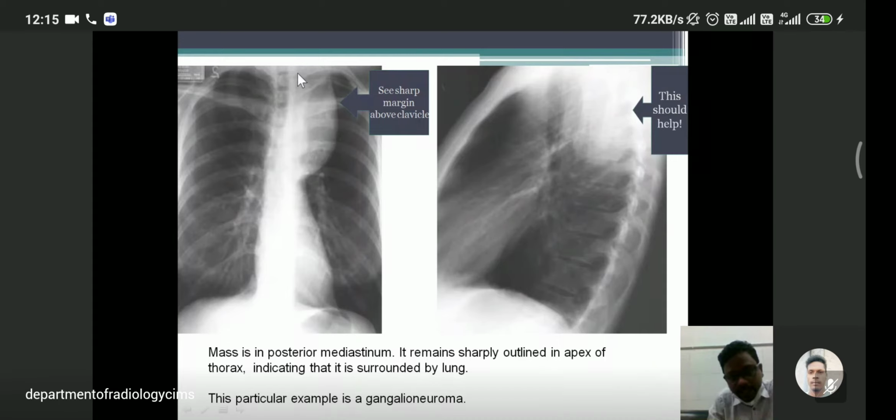So we can see clearly here a mass lesion noted in the left upper lung zone, and it is creating an obtuse angle with the mediastinum, so it is likely a mediastinal mass. It is extending above the clavicle, so it is a posterior mediastinal mass. In the lateral projection we can clearly see the mass in the posterior aspect, that is behind an imaginary line created 1 centimeter behind the anterior margin of the vertebral bodies.